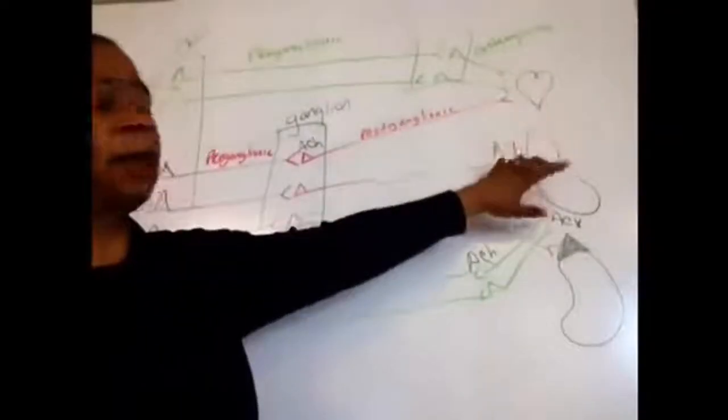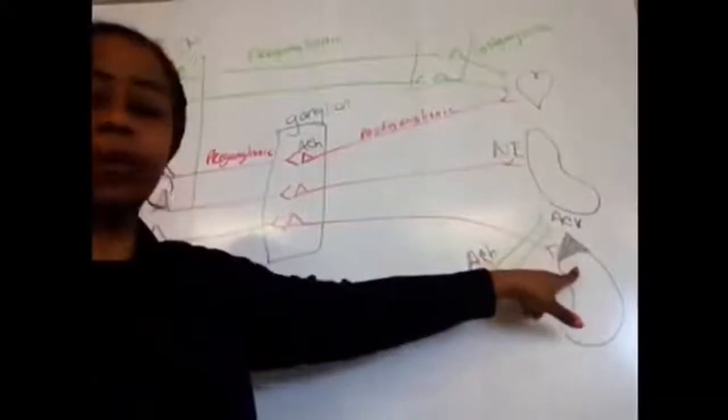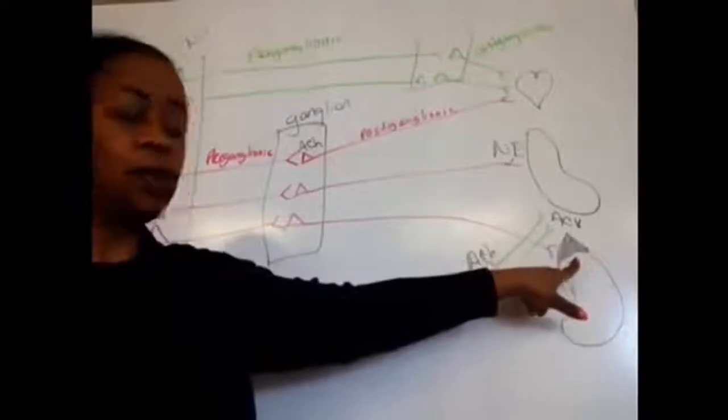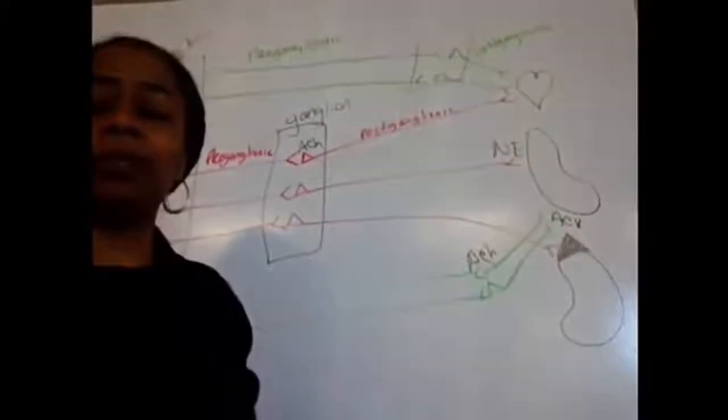So they each are going to go for the most part to the same organs. Here's the heart, my crude stomach. This is adrenal gland. There are some exceptions, like the adrenal gland here, only gets stimulation from the sympathetic division.